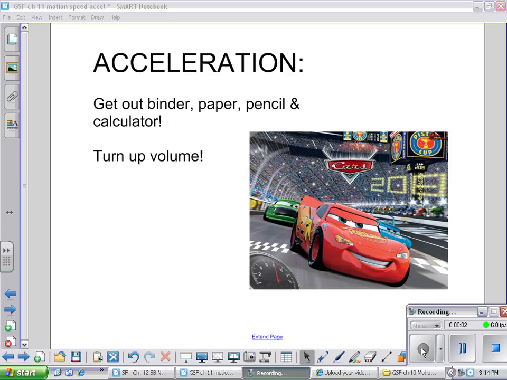Guys, this is acceleration. We've already talked about speed and velocity and calculating that. And now we're going to do some acceleration. So if you're in my General Science Foundations class, turn to page J. We're down at the bottom where it says acceleration. Go ahead and get out your binder, paper, pencil, and a calculator and turn up your volume.